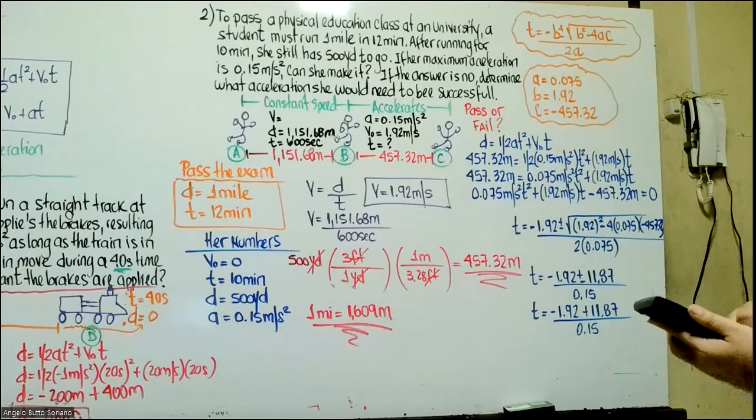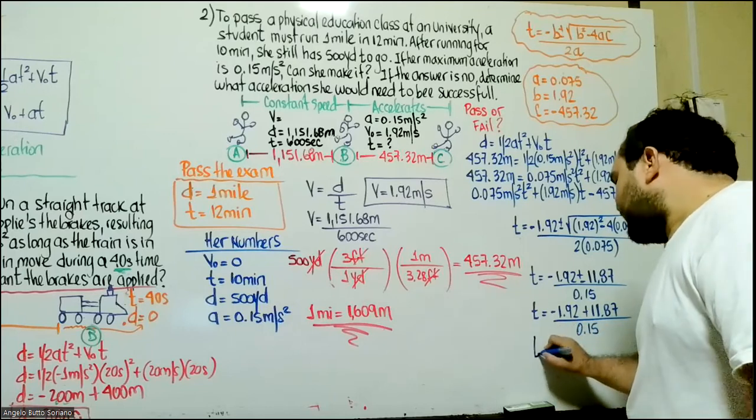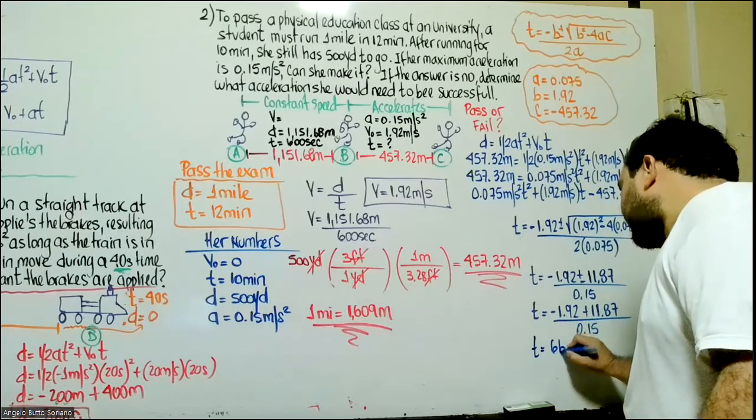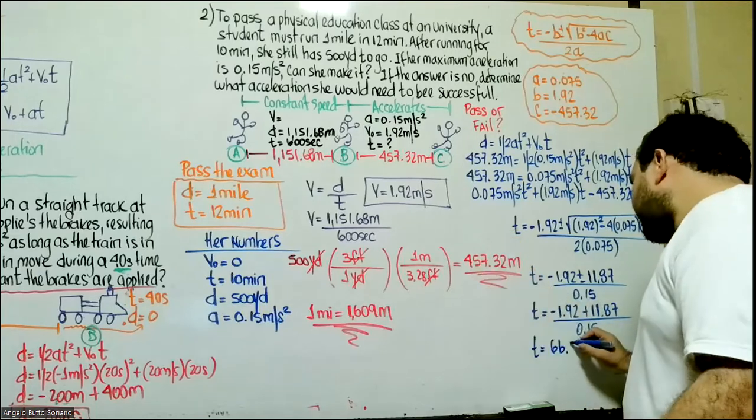11.87 minus 1.92 divided by 0.15, the answer will be 66.33 seconds.